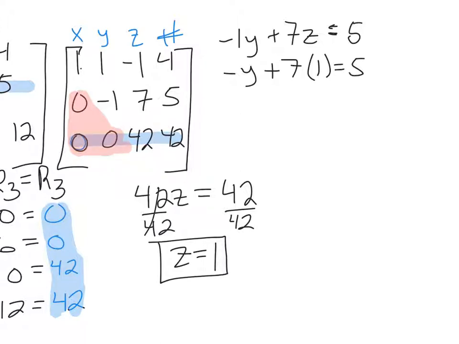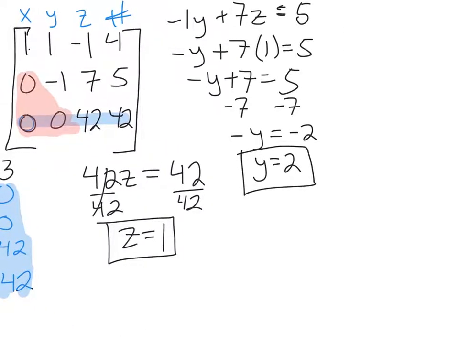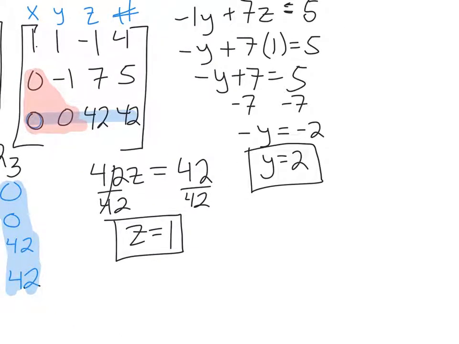So now I have 7 times 1, okay, that's just 7, is equal to 5. Well, if I subtract 7 from both sides, I get negative y is equal to negative 2. So y equals 2 after I divide by negative 1. Go ahead and box that better. There we go. Now I've got 2 pieces of information. Now I need my third and final piece, okay? And we're going to use that very top one, row 1, to solve our last variable x, okay?